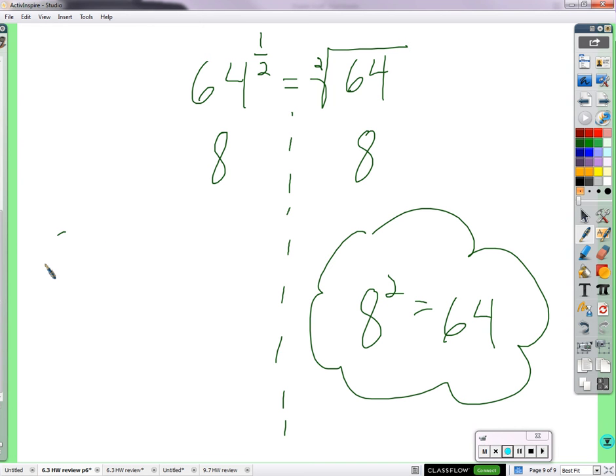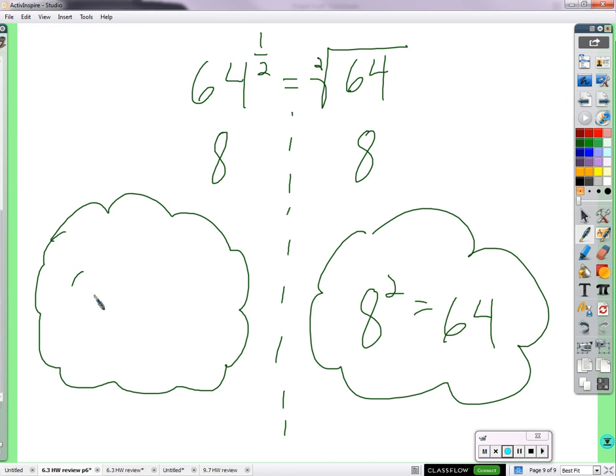Well, 64 to the 1 half. I'm going to use the same property. I'm going to raise this power to another power. I'm going to raise this number to the 2nd power. We can either simplify it out, 8 times 8 equals 64, or we can do 8 to the 2nd. 8 times 8 and 8 squared are the same thing.